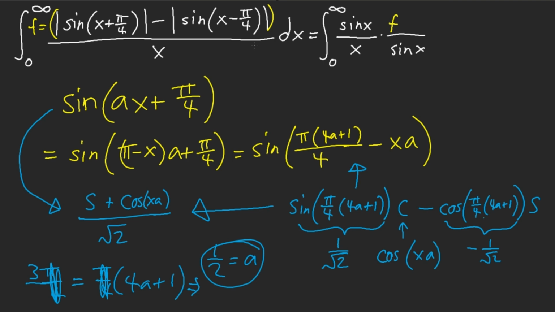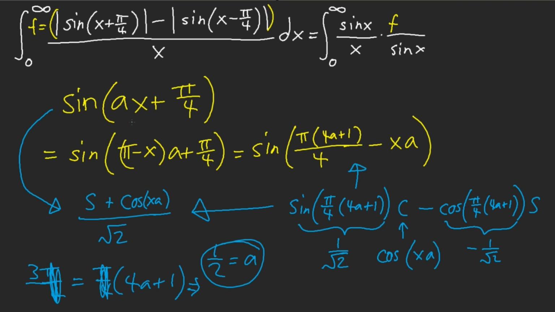And does it satisfy here? a equals 1/2. 2 plus 1 is 3. 3 pi over 4 does equal negative 1 over root 2. Awesome. So a is equal to 1/2. So that's what we want. We want a to equal 1/2. Then this whole thing becomes periodic. Cool. So that's what we want.